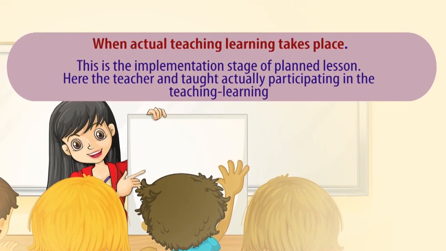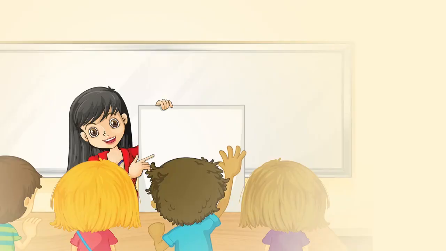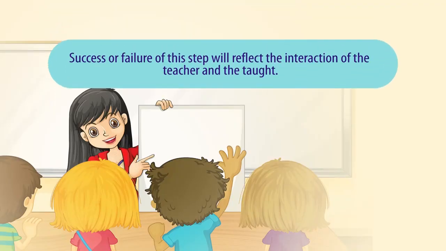At this stage, the teacher uses a number of strategies for achieving the goals already set. Whenever the learner finds problems in understanding, the teacher has to improvise and give more examples. Success or failure of this step will reflect the interaction of the teacher and taught.